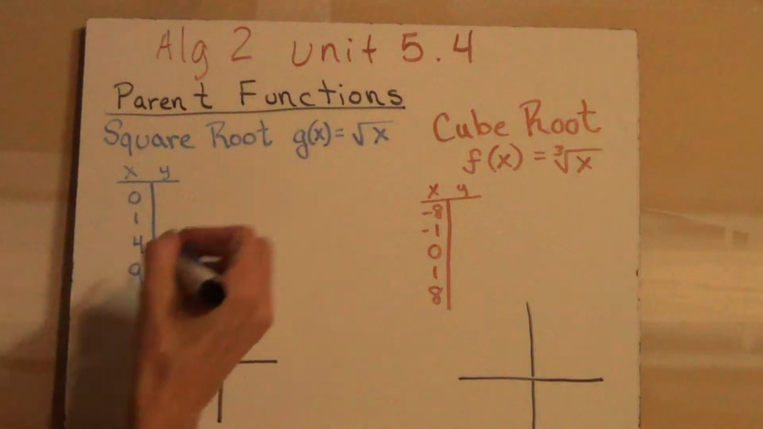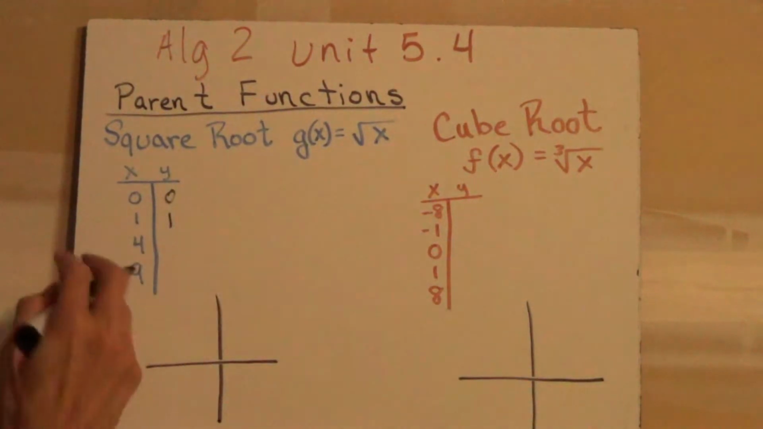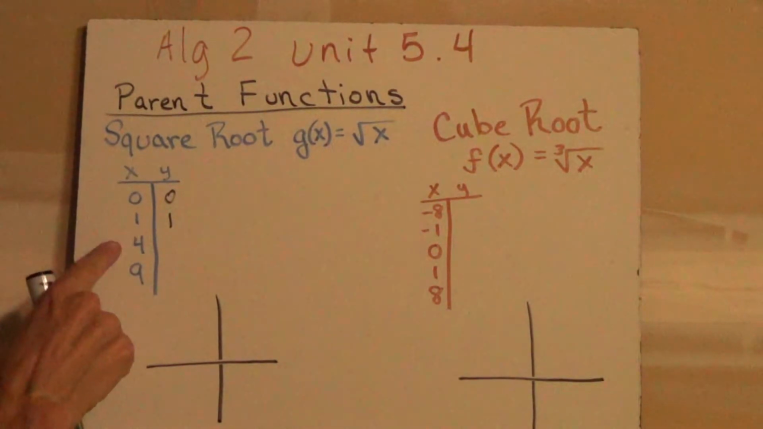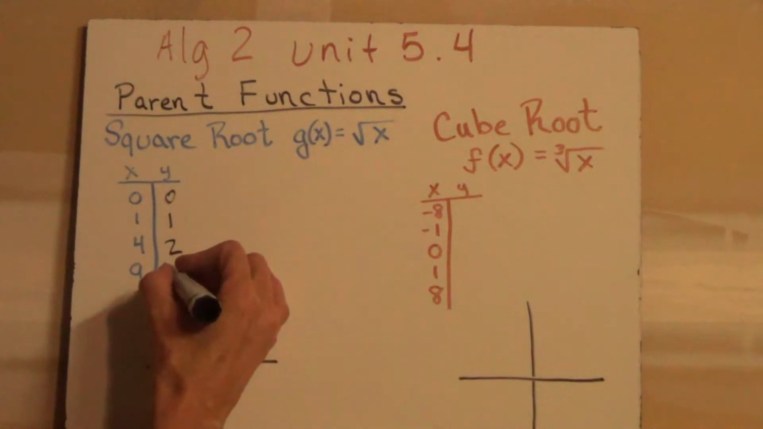So as we plug in 0, square root of 0 is 0. Square root of 1 is 1. And I plug in nice numbers, guys. I put in perfect squares. Square root of 4 is 2. And square root of 9 is 3.